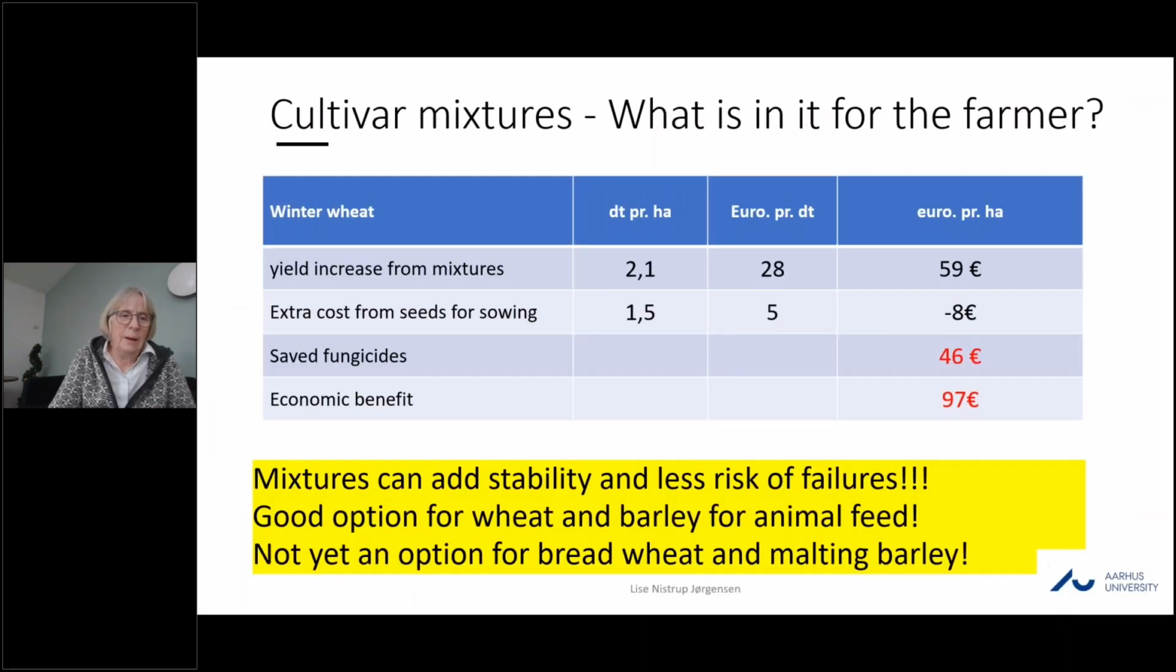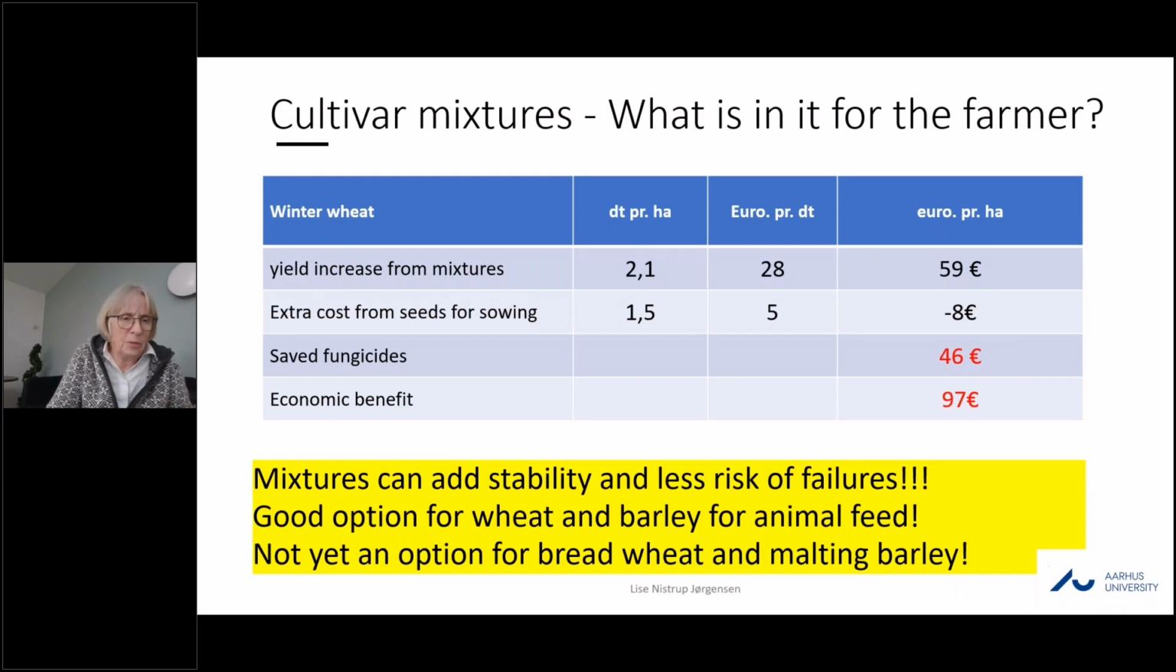There is also a yield benefit, which is significant, I think. If we take all data from the last 10 years, we have had a 2.1 deciton better yield. And there is an extra cost of the seeds, which has to be deducted. But if you can save one fungicide treatment, which is typically what we advocate, that instead of spraying 2 to 3 times, you can spray 1 to 2 times, then you have a saving there. And overall, there is an economical benefit.